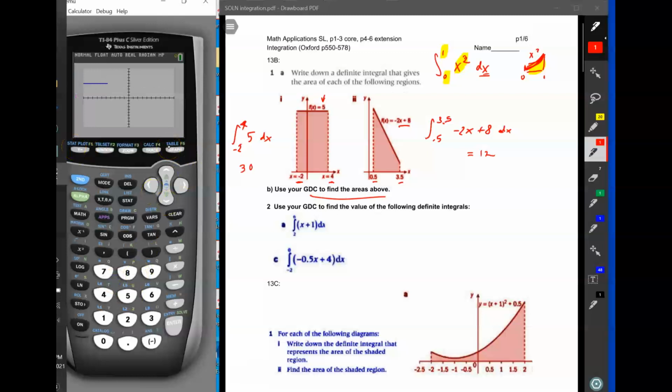I graph it. It looks the same except for the fact that this is cut off at -2 and 4. How do I cut it off? I'm going to do second calc integrate. Second calc integrate, which is 7. And then I'm going to give it the left edge and the right edge by typing in the lower limit, -2, enter. Oops.